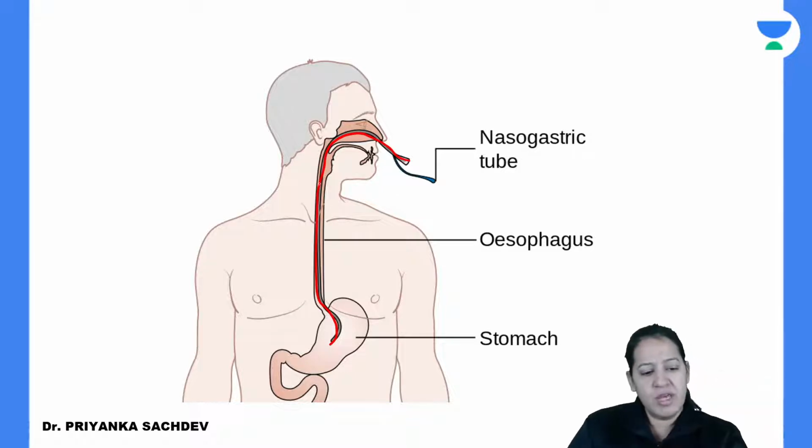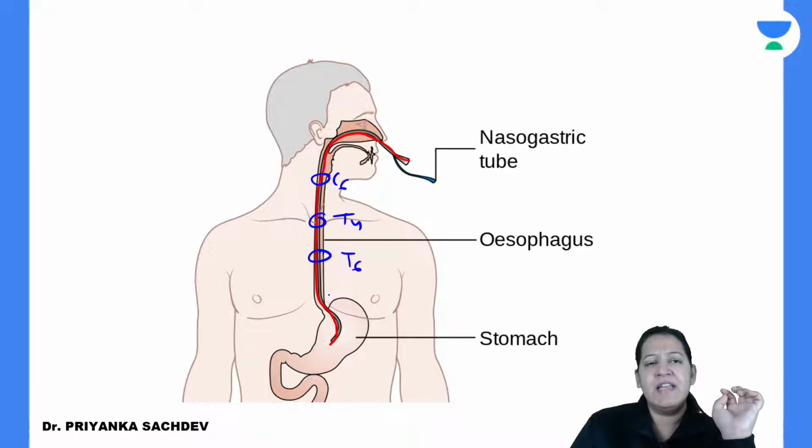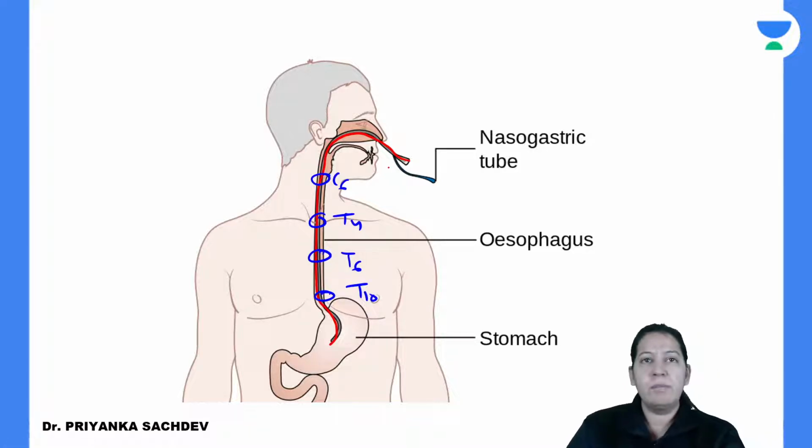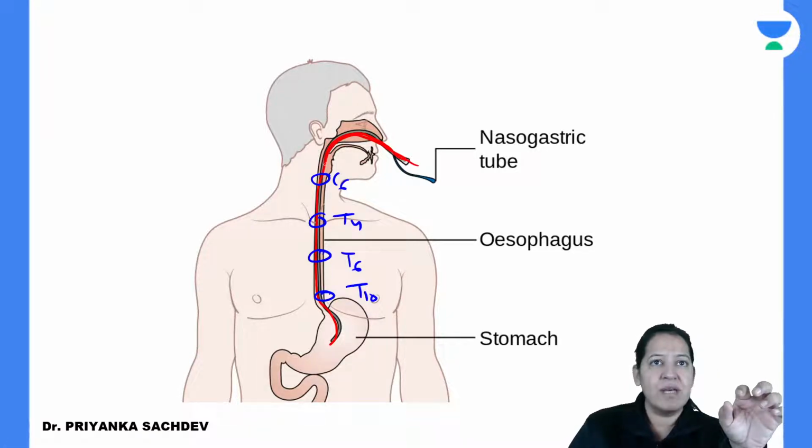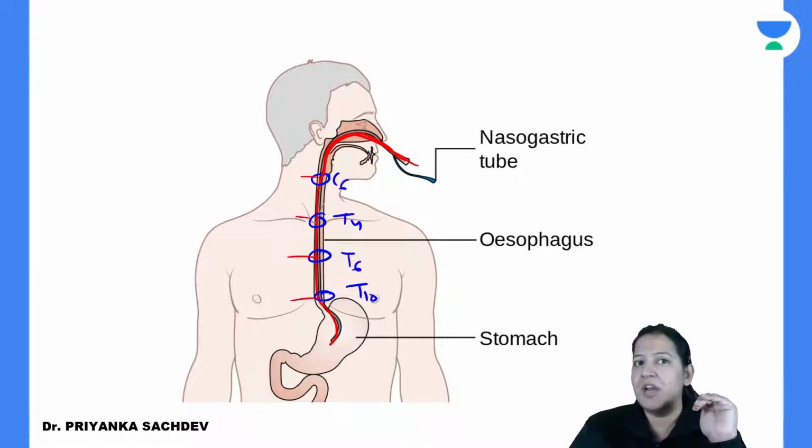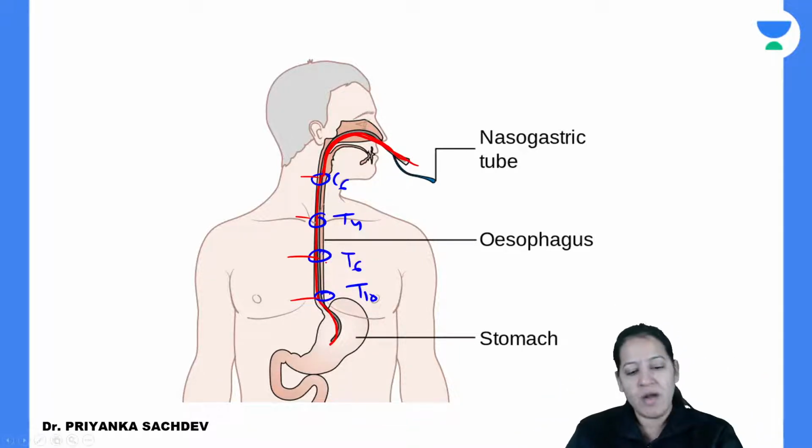So you should know there are 4 constrictions here. One is at C6, then at T4, then at T6, and then finally at T10. So these are the 4 constrictions. Whenever you put this tube inside the esophagus, at all 4 constrictions you will feel a little bit of resistance while pushing it. So you have to overcome that resistance. So you should be able to know these distances. So what are these distances?